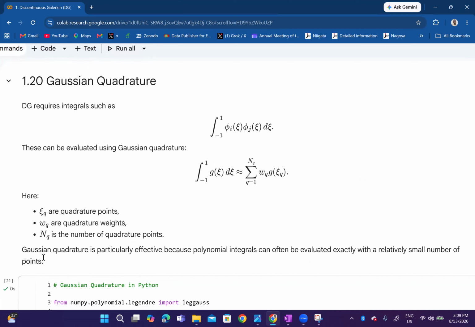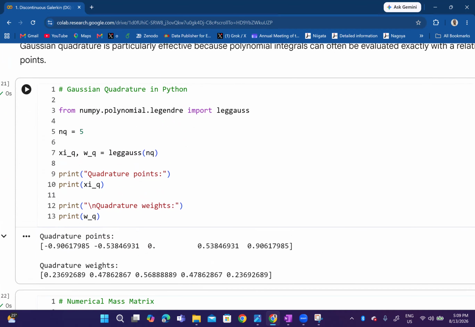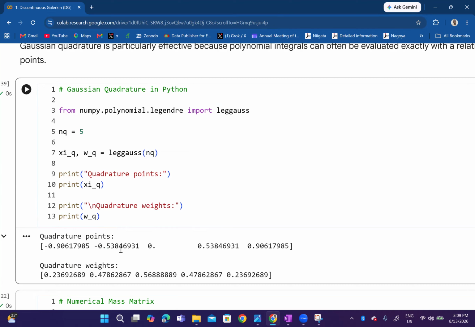Gaussian quadrature is particularly effective because polynomial integrals can often be evaluated exactly with a relatively small number of points. So for the Gaussian quadrature, if you write Python code for it, from numpy.polynomial.legendre you can import Gaussian quadrature in short. So if nq is 5, xi q and w q can be obtained from this. So you can get the quadrature points, xi q, and then the quadrature weights. If you run this now, you get the quadrature points minus 0.90, minus 0.50, 0.53, because nq is 5, so you have 1, 2, 3, 4, 5. Then the quadrature weights attached will also be those 5 values.